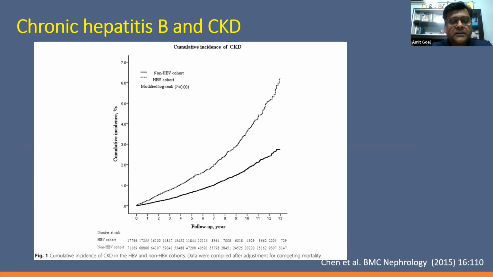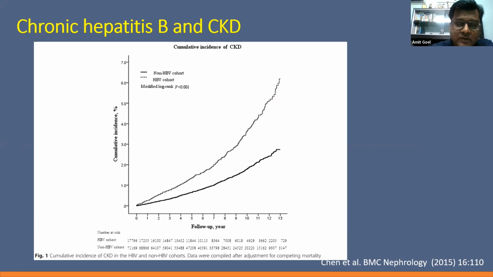The same result is shown as survival analysis, that the cumulative incidence of chronic kidney disease was consistently higher at all years of follow-up in HBV cohort as compared to non-HBV.